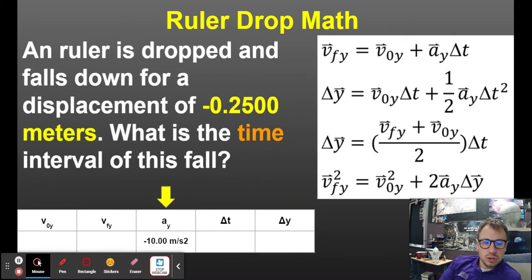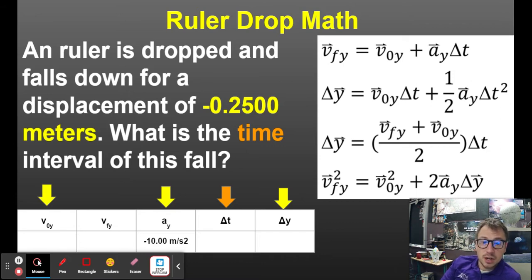So let's look at the ruler drop math. A ruler is dropped and falls down for a displacement of negative 0.2500 meters. Notice we had to make it negative because it's falling down. The final position is below the initial position. So what is the time interval of this fall? I know the acceleration. It's accelerating at negative 10 meters per second squared during that time. I'm looking for the time, the reaction time. I know the initial velocity was 0, the instant that person let that ruler go.